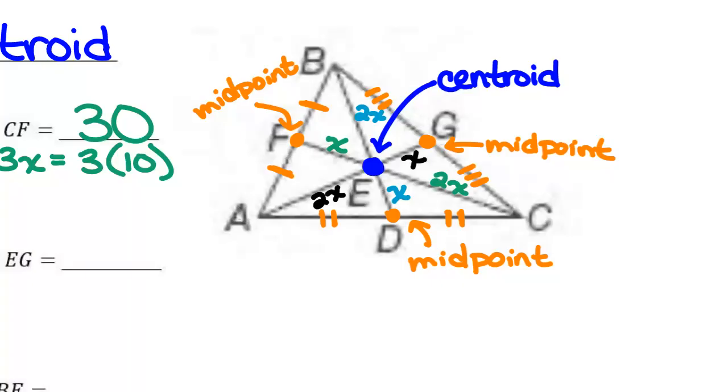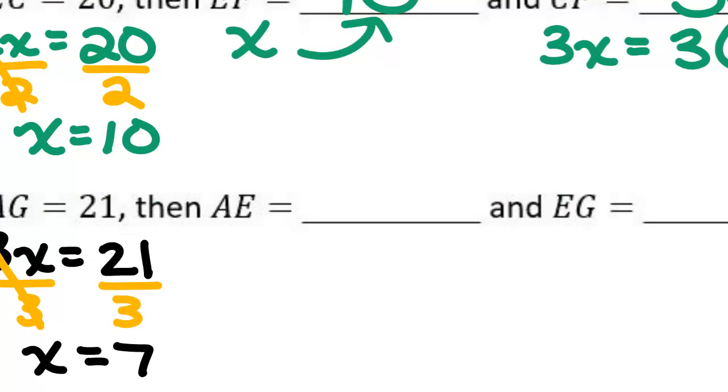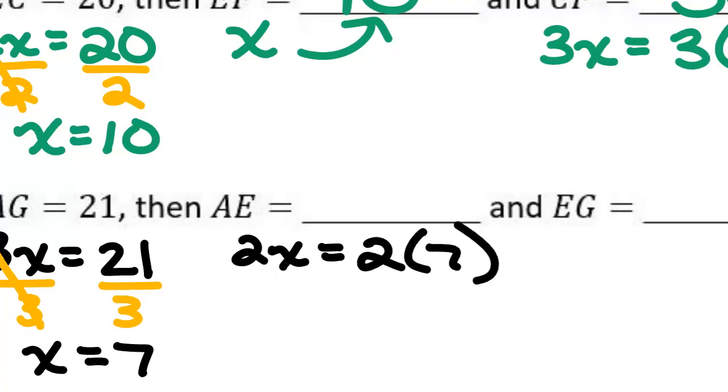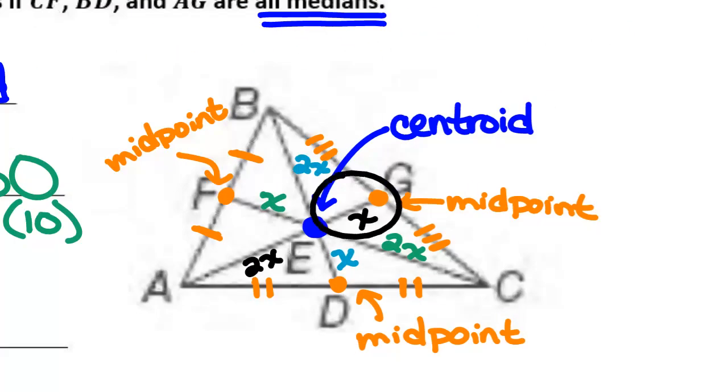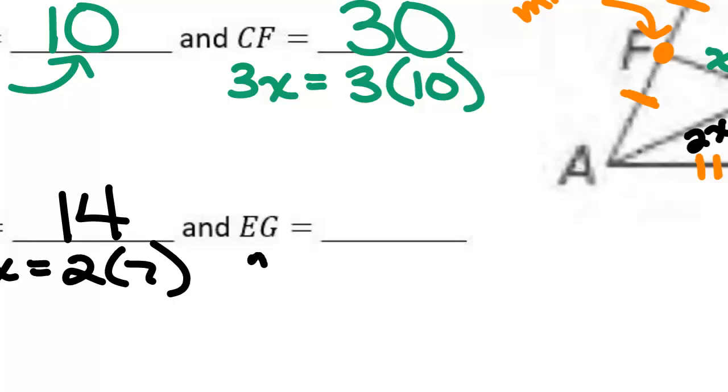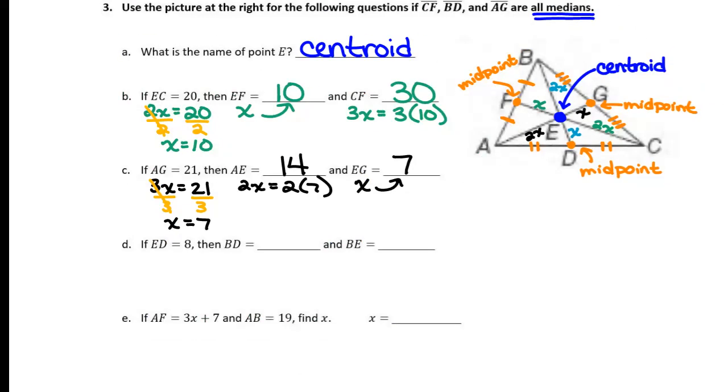They ask me now for AE right here. How many x's is that? That's 2 x's. And we said that x is 7. So how big is that segment? 14. Well, how big is this segment here? 7. EG is the segment that is just x big, so that is 7.